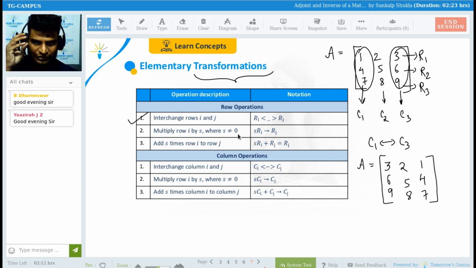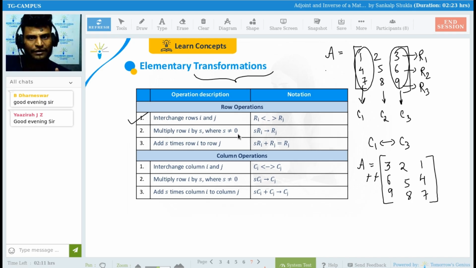If you are interchanging any row or any column, I have to take a minus sign common while doing that interchange operation. That means this will be minus. Now if I again interchange both the columns, C1 and C3, I'll put again one minus. So that minus and minus will cancel each other. Okay. So yes, this is the point.